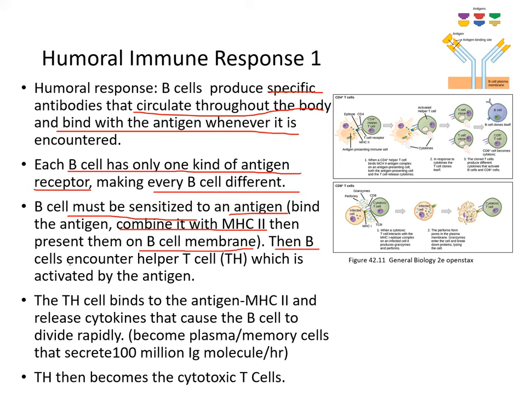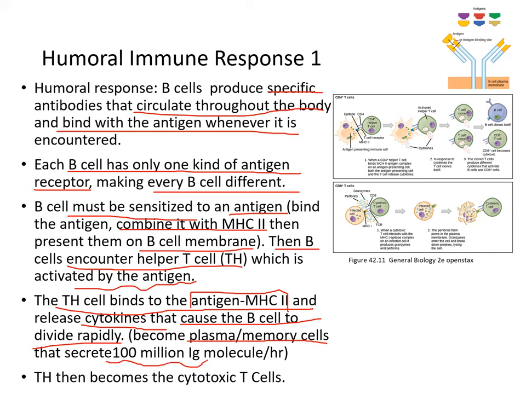And then the B cell will encounter the helper T cells, which are activated by the antigen on the surface of B cells. And then the T helper cell binds to the antigen-MHC2 complex, and then they release the cytokines that cause the B cell to divide rapidly. And then that B cell becomes a plasma or memory cell that can secrete 100 million antibody molecules per hour. Afterwards, the T helper cell becomes the cytotoxic T cell.